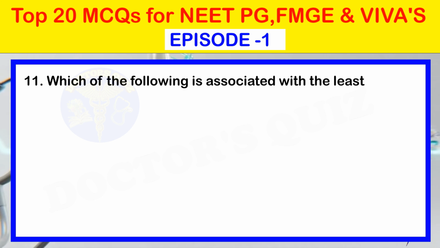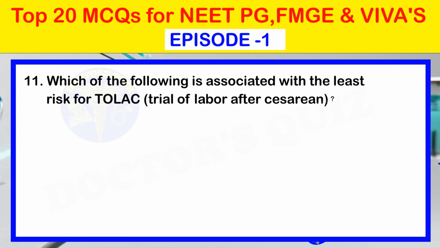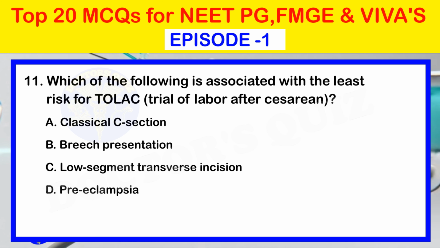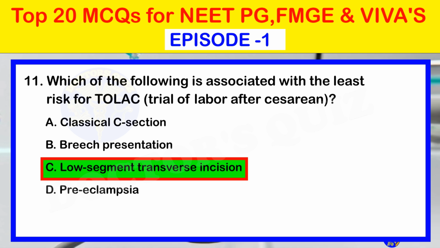Which of the following is associated with the least risk of trial of labor after cesarean? Options are classical C-section, breech presentation, low segment transverse incision, or preeclampsia. Answer is option C, low segment transverse incision.